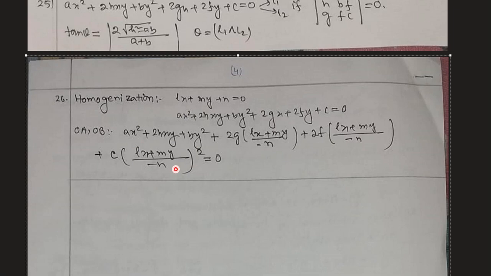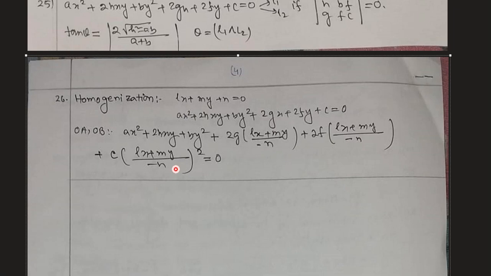You know that every homogeneous equation of degree 2 in the two variables x and y always represents a pair of lines passing through the origin. So this is our target. We convert the given equation into that form, ax square plus 2hxy plus by square equal to 0. That means every term should be of degree 2. In that case we obtain the equations of both OA and OB.